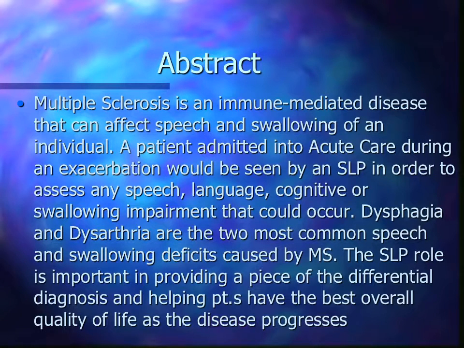Multiple sclerosis is an immune-mediated disease that can affect speech and swallowing of an individual. A patient admitted into acute care during an exacerbation or relapse would be seen by an SLP in order to assess any speech, language, cognitive, or swallowing impairment that could occur. Dysphagia and dysarthria are the two most common speech and swallowing deficits caused by MS. The SLP role is important in providing a piece of the differential diagnosis and helping patients have the best overall quality of life as the disease progresses.